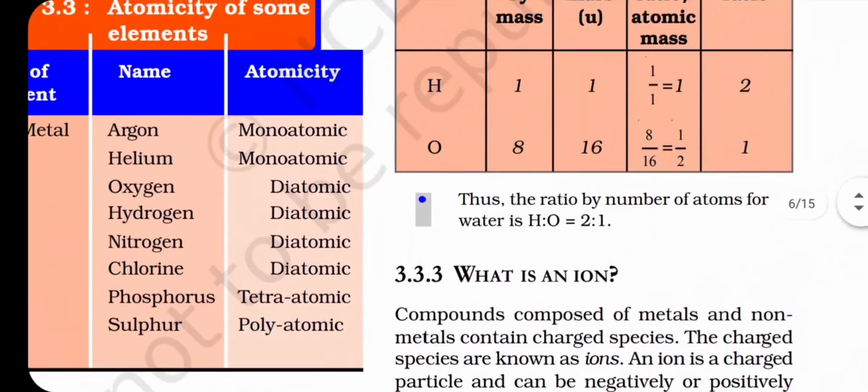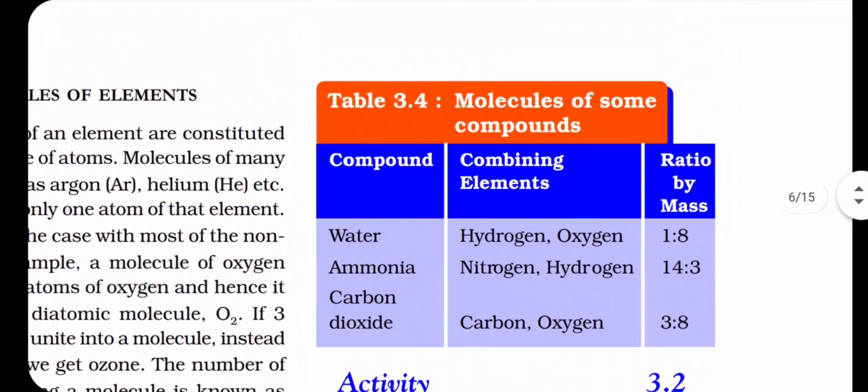A few examples are given here, so let's study them. Here is the example of water. We already discussed it is composed of hydrogen and oxygen, and the ratio by mass is 1:8. That is, the mass of hydrogen is 1 u or atomic mass unit, and that of oxygen is 16. Okay.